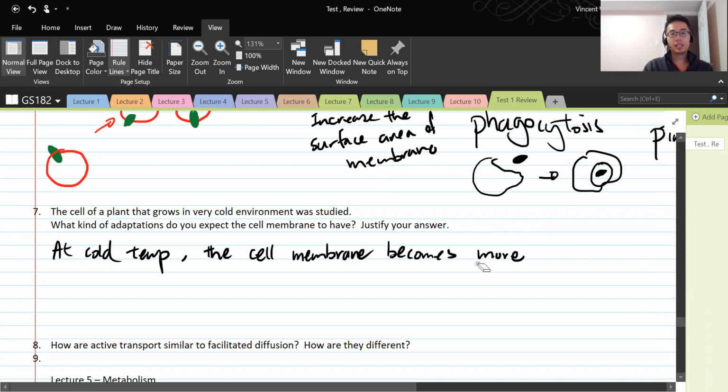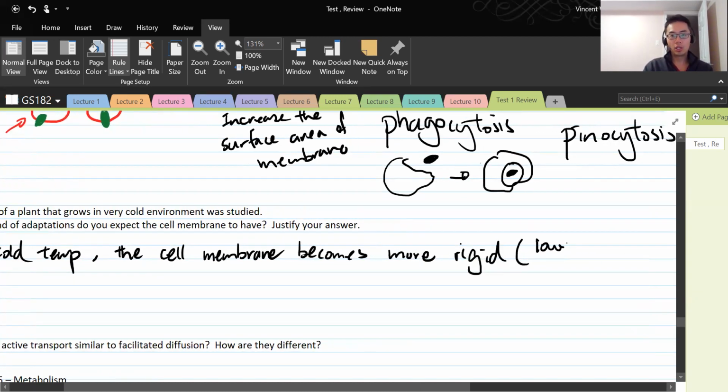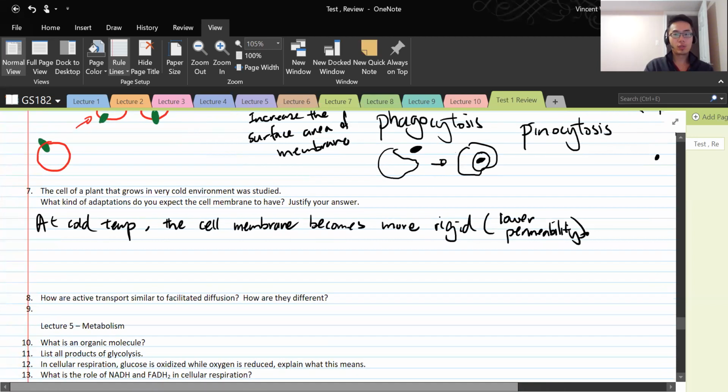More fluid. More fluid means more leaky, right? So is that what's going to happen when it's cold? Oh, it will be rigid then. Yeah, exactly. It becomes more rigid, right? More rigid, which is lower permeability. Okay, so that's the first thing to realize. As you increase the temperature, the cell membrane becomes more fluid, and then they are going to become more leaky.